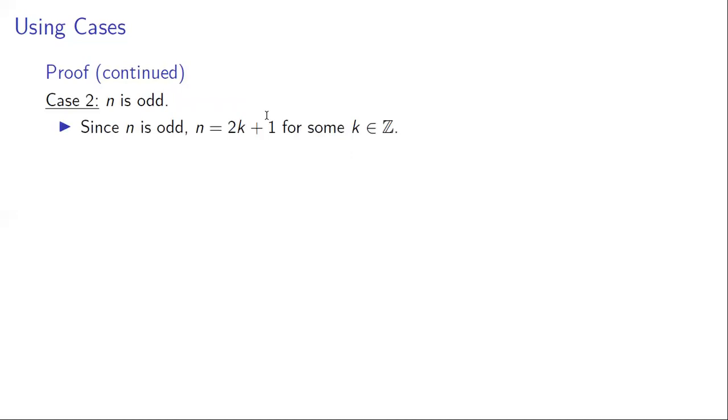If n is odd, n is equal to 2 times k plus 1 for some integer k. Now you might object here: how can we reuse k?